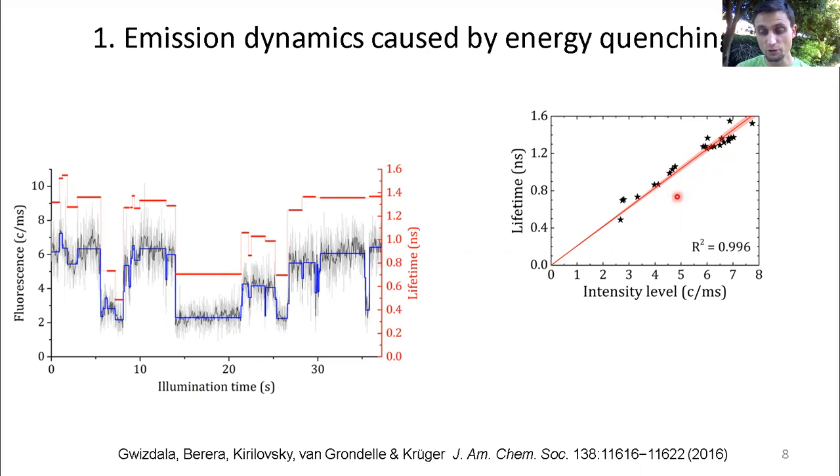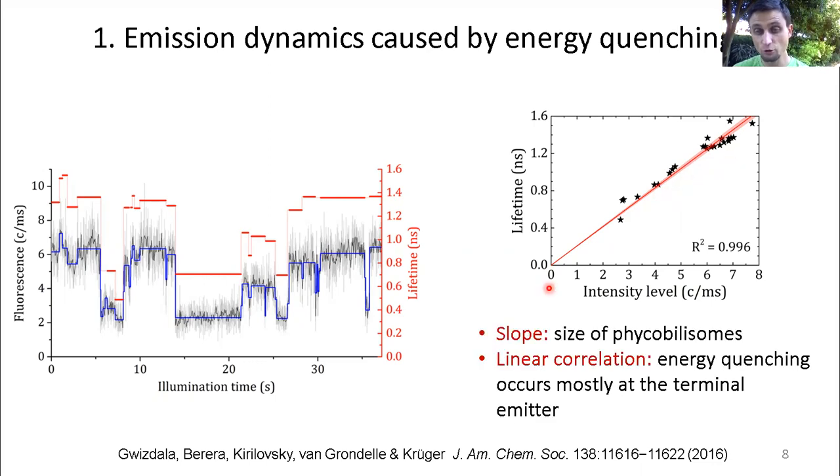This plot on the right shows us two things. First, the slope tells us how large the complexes are, ensuring that we worked only with intact complexes, because they fall apart quite easily in this environment. And secondly, the linear correlation tells us that thermal energy dissipation occurs mostly at the terminal emitters, that is, the phycocyanobilins in the core that contribute most to the fluorescence emission.